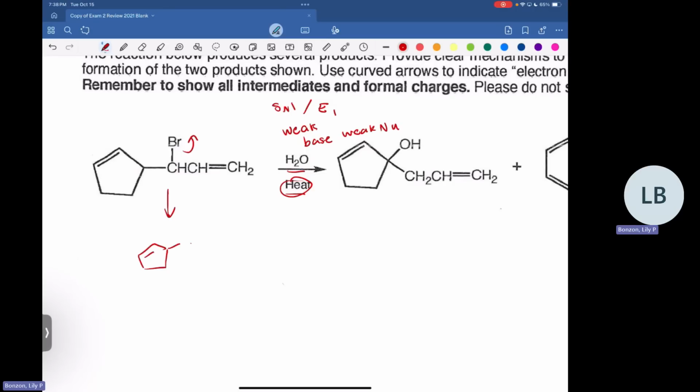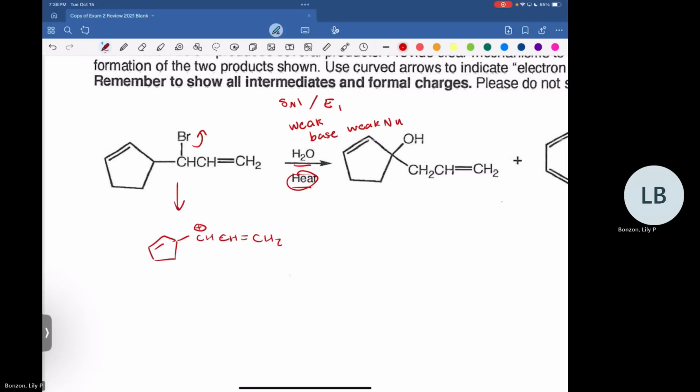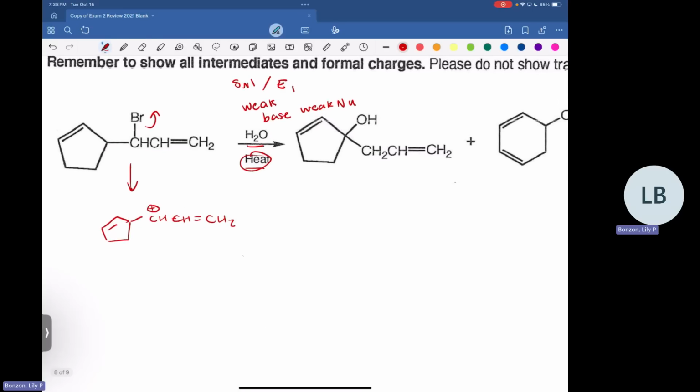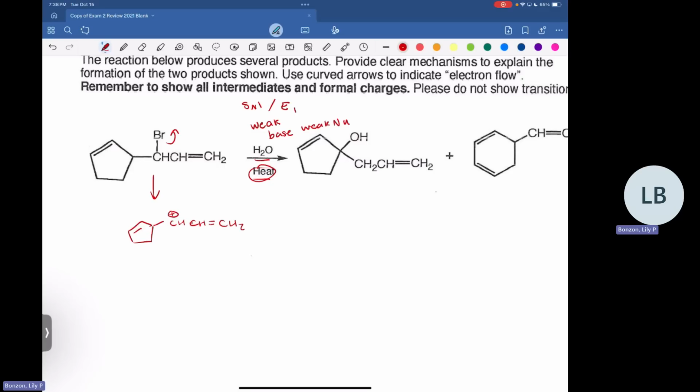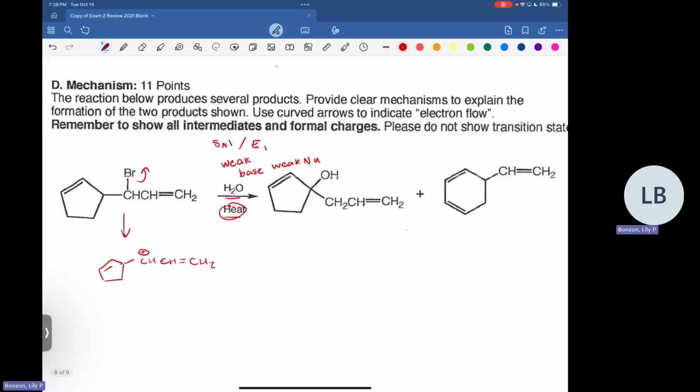So we're going to be left with this. Whenever you're doing your mechanism questions, always be sure you're checking with your product to make sure you're following the right path. So I can see that I have an OH added on. We do a ring expansion for this one.